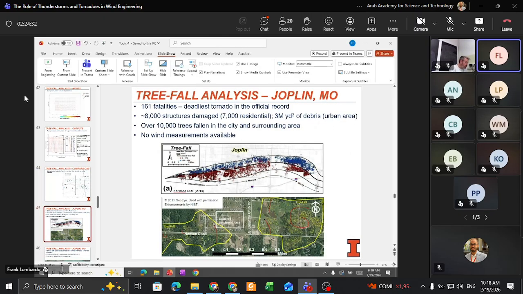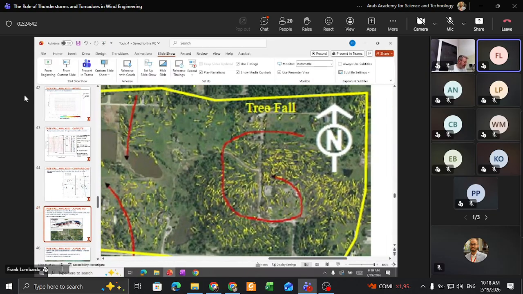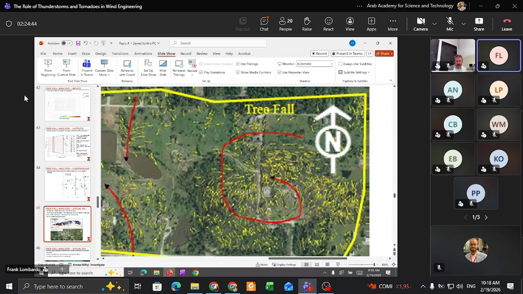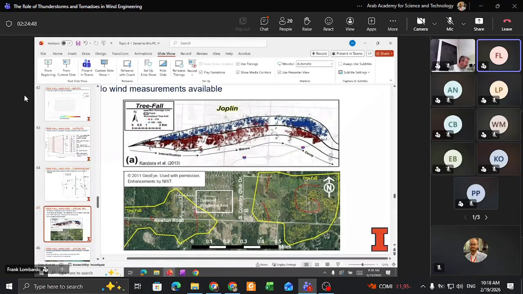Okay, and so what you can do is do that. And this is just an example from a particular case in Joplin. Okay, and then here I showed that sort of swirling pattern, and it doesn't show up very well on that, but let me show you some of the interesting patterns. This is right near the tornado beginning.